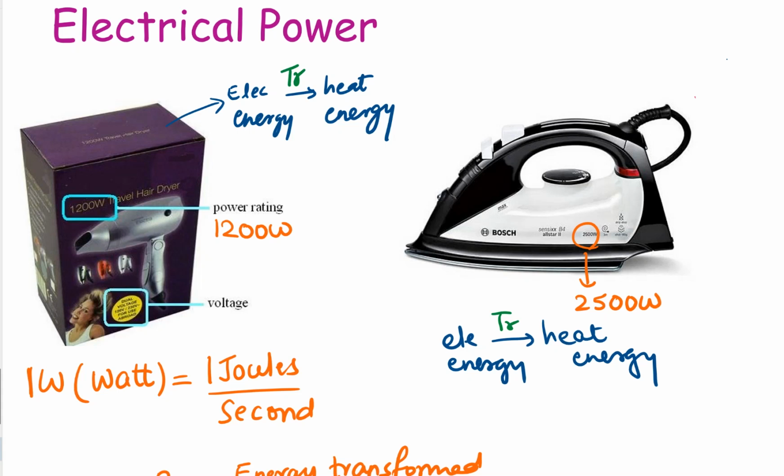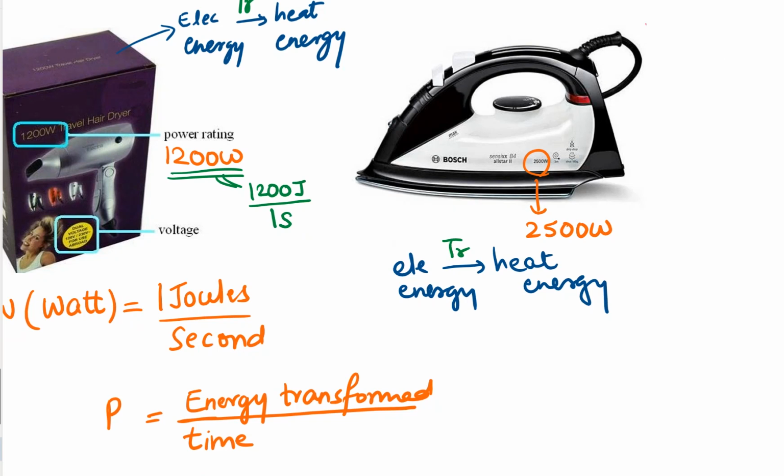Now when I say that the power is 1200 watts, it means 1200 joules of electrical energy are getting converted into heat energy in every second. And when I say that the power of the electric iron is 2500 watts, it means 2500 joules of electrical energy are getting changed into heat energy in each second. So if you notice, the energy transformation is double of what it is for the hairdryer.